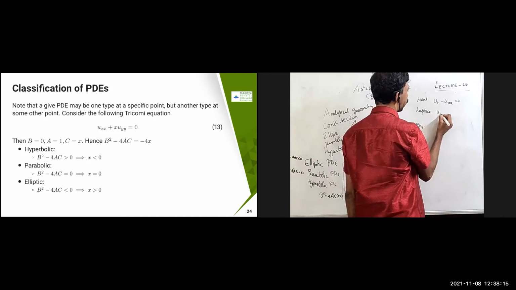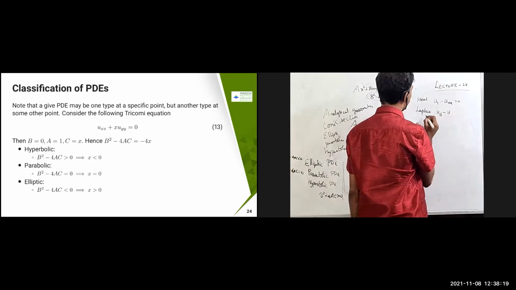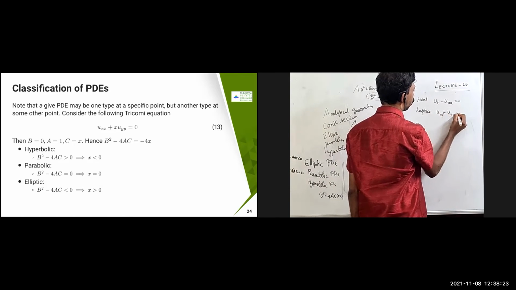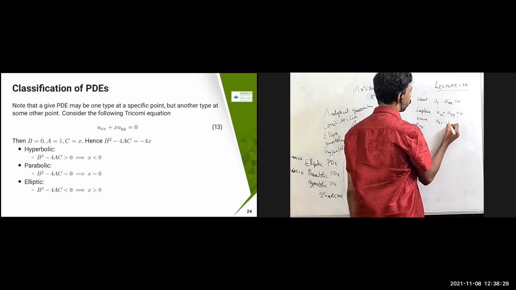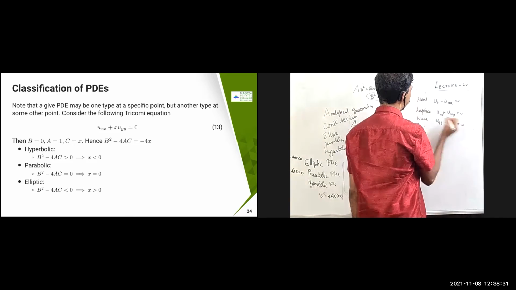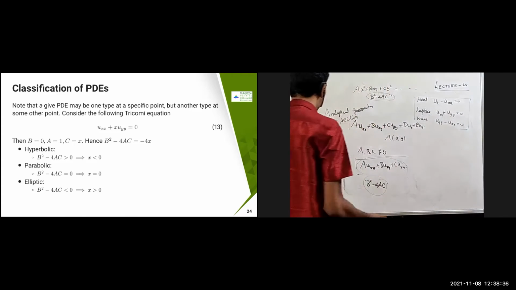The Laplace equation is uxx plus uyy equal to 0. Let us take it. And the wave equation is utt minus uxx equal to 0. So for these three equations, let us see whether each is hyperbolic or parabolic first. Then we'll go for the other.